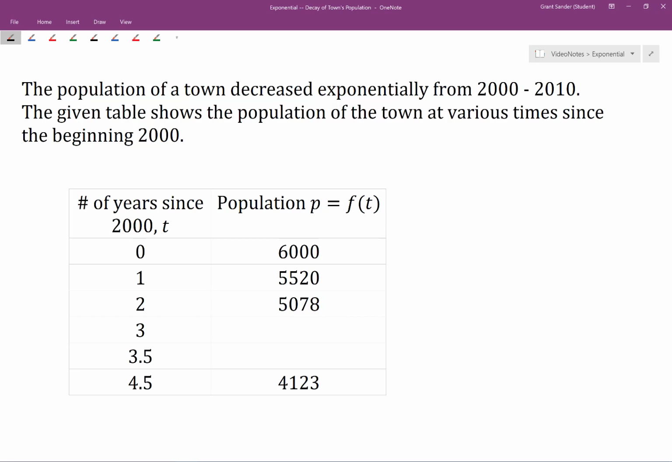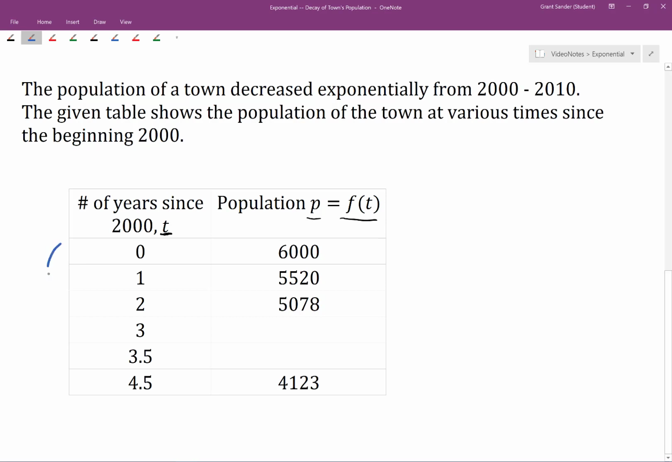So in the left-hand column here, we have the number of years since 2000, and we'll call that T. And then in the right-hand column, we have the population, P, and this population is a function of the number of years since 2000, and we'll let F represent that function. Since our population varies exponentially with respect to T, we expect to have a constant one-year growth factor.